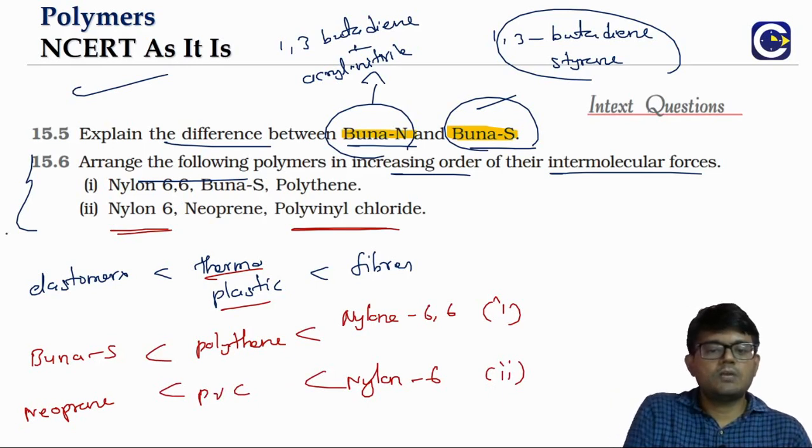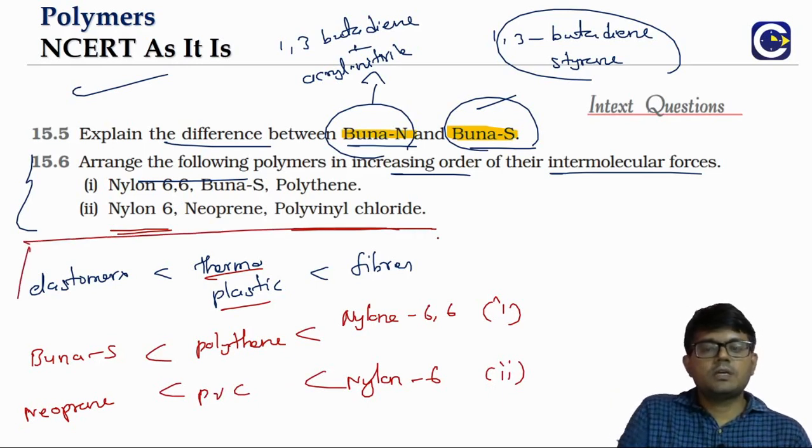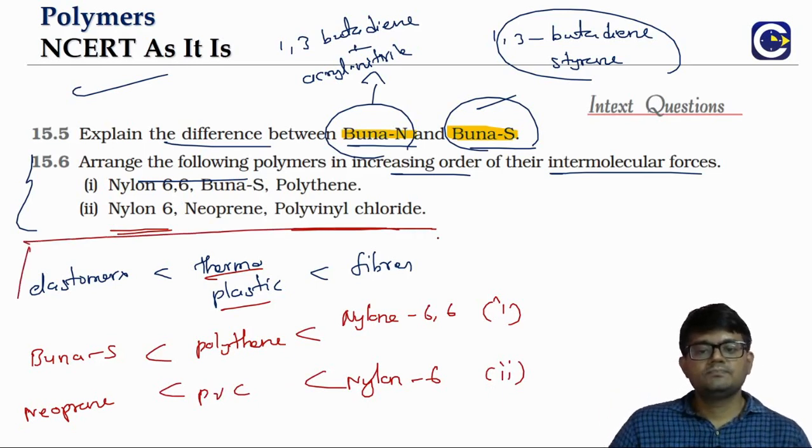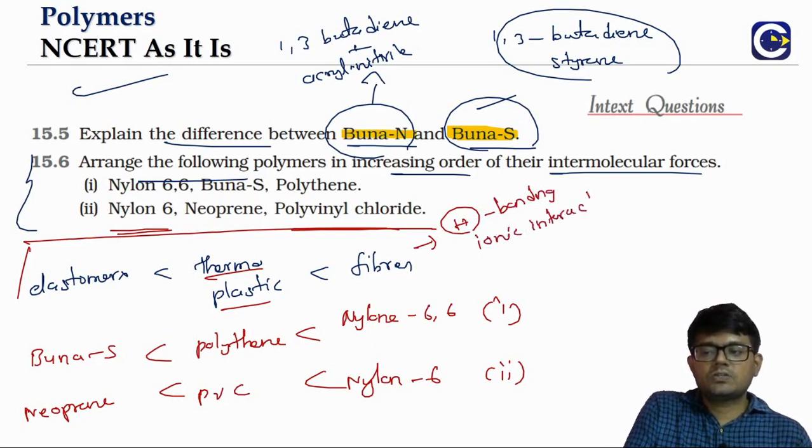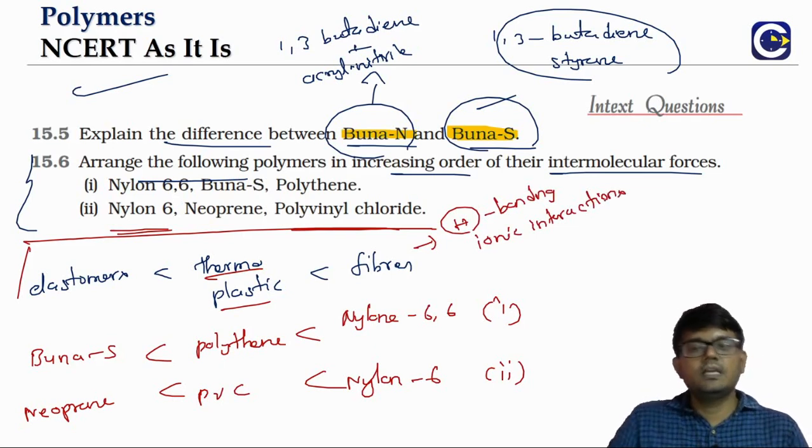So just remember the order. What is it? The comparison is what? Comparison of the intermolecular forces. Elastomers, weak van der Waals forces. Thermoplastics will have intermediate forces. Fibers will have the strongest, either hydrogen bonding or ionic interactions. Strong interactions will be there for the fibers.